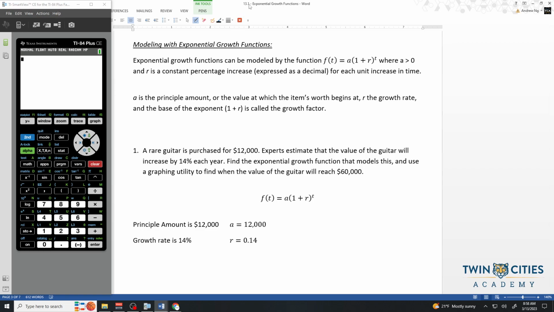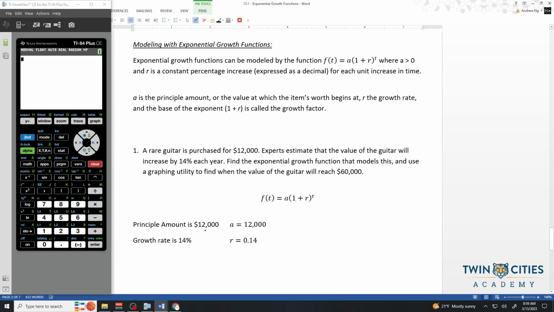Here it says a rare guitar is purchased for $12,000. So that's my principal amount. That's what it starts at. Now it might have been cheaper than that at one point, but for me, I bought it at $12,000. So that is my starting amount. Experts estimate that the value of the guitar will increase by 14% each year. Find the exponential growth function that models this and use a graphing utility to find when the value of the guitar will reach $60,000.